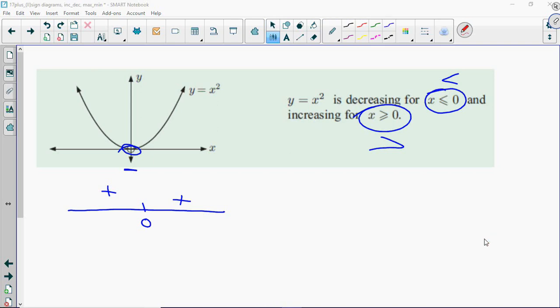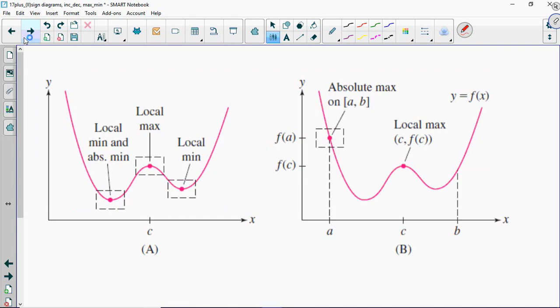As I said in the intro, the point at which a graph changes from decreasing to increasing or increasing to decreasing is a special point called the turning point of the graph. In this case, that point would be a minimum, right? Because it's the lowest point. Graphs can have multiple minima and multiple maxima of varying types.